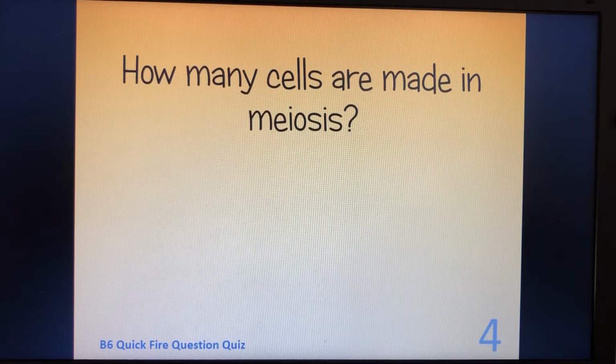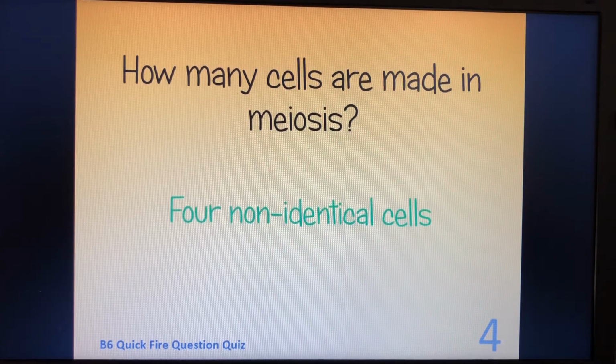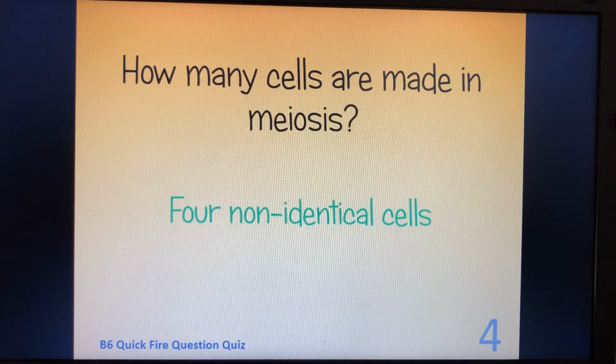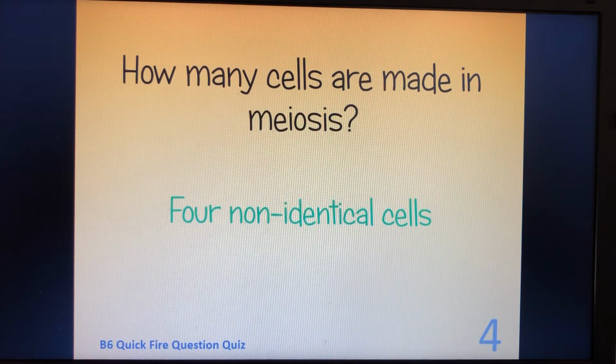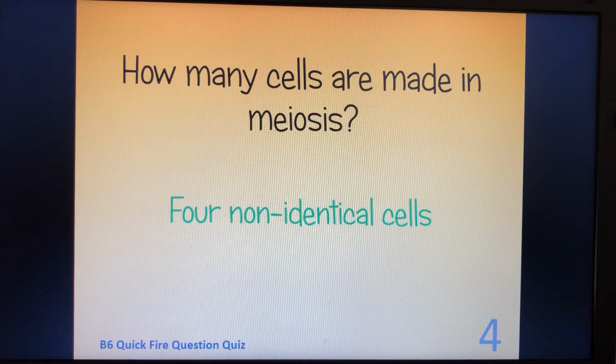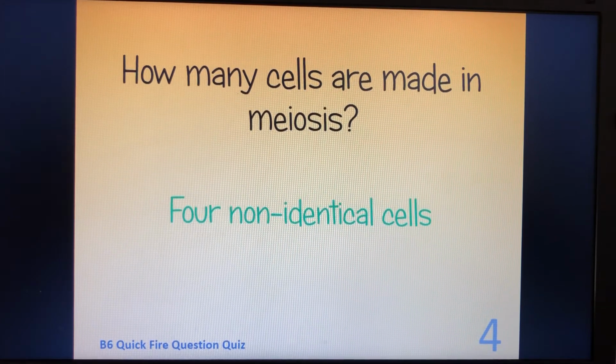Question 4. How many cells are made in meiosis? In mitosis, 2 cells are made and they're identical. How many are made in meiosis? And the answer is 4 non-identical cells. We have that mix up of all of the chromosomes, so they're not identical, but there's 4 of them, as opposed to mitosis where there's 2 identical cells.